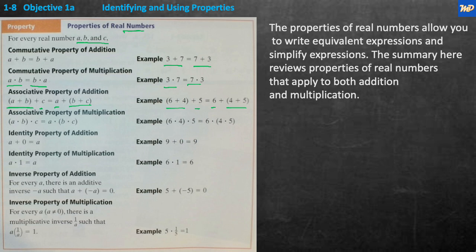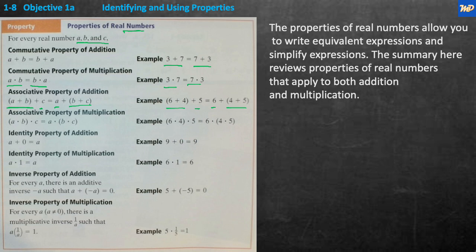How about the associative property of multiplication? Same thing. The quantity A times B, times C is the same as A times the quantity B times C. So the example, 6 times 4, the quantity, times 5 is equal to 6 times the quantity 4 times 5. How about the identity property of addition?